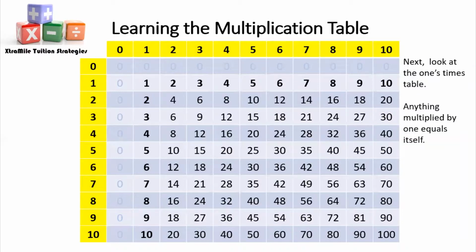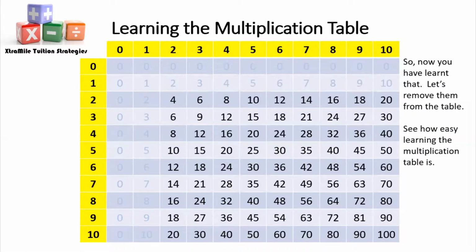Next, let's look at the 1 times table. Anything multiplied by 1 equals itself. 1 times 1 is 1. 1 times 2 is 2. 1 times 3 is 3. 1 times 7 is 7. So anything multiplied by 1 equals itself. So now you have learnt that. Let's remove that from the table. See how easy learning the multiplication table is when there are some rules that you can apply?